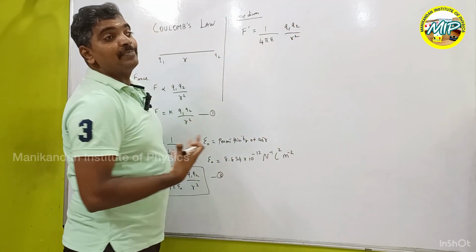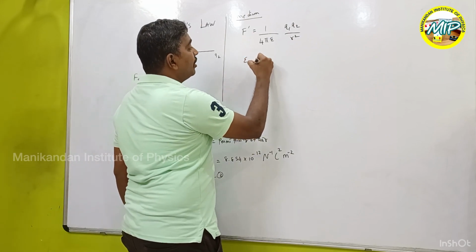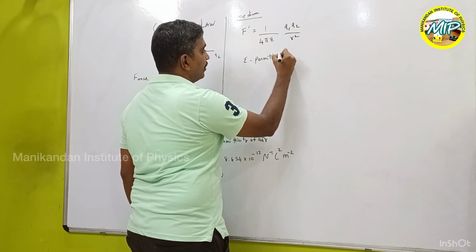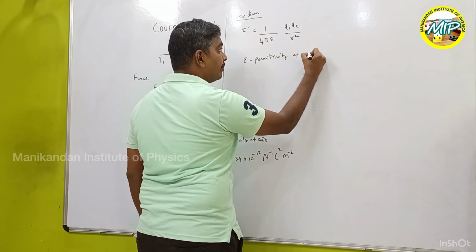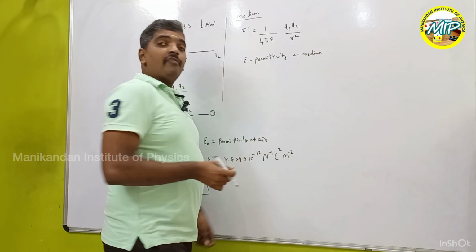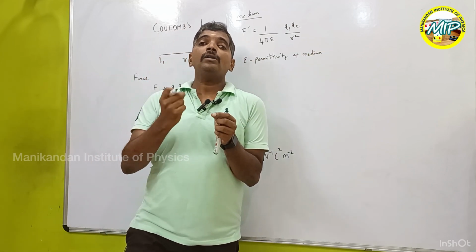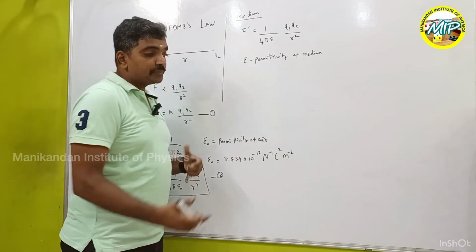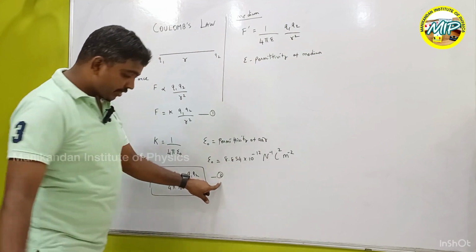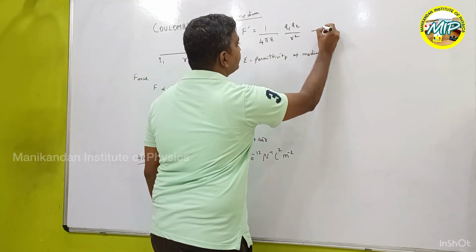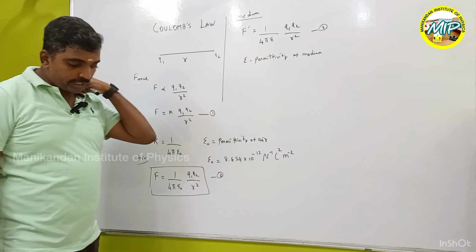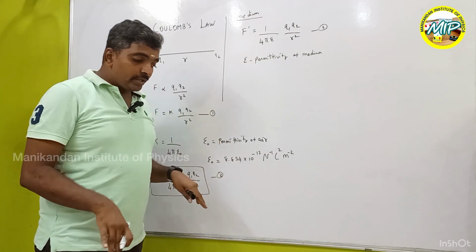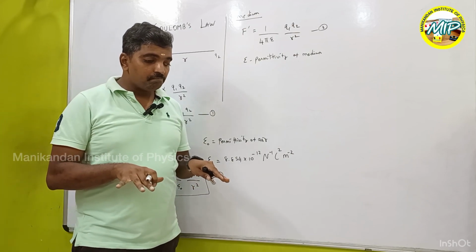So what is this epsilon? Epsilon is equal to the permittivity of the medium. See, for a particular medium we have a constant permittivity. For a different medium we have a different permittivity. So this varies from medium to medium. So this is my equation 2 and this is my equation 3. Okay, right?